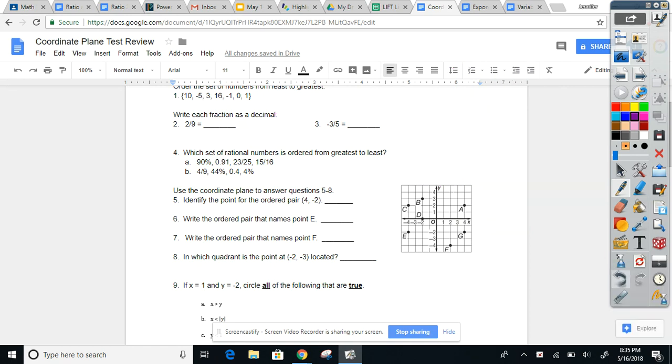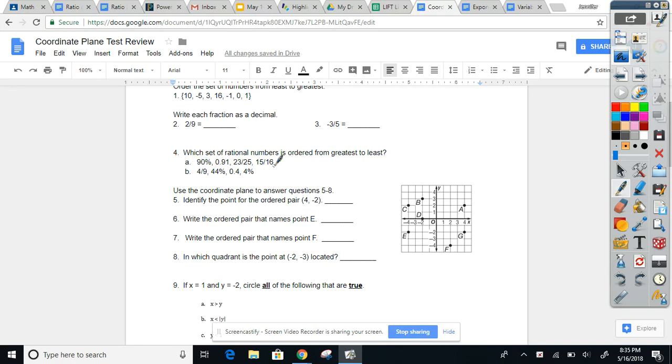Number 3, you should be able to do by yourself based on what I showed you for number 2. The only difference is that this one just has a negative sign in front of it. Okay. Number 4, it says which set of rational numbers is ordered from greatest to least. So on this one, you're just going to pick A or B.